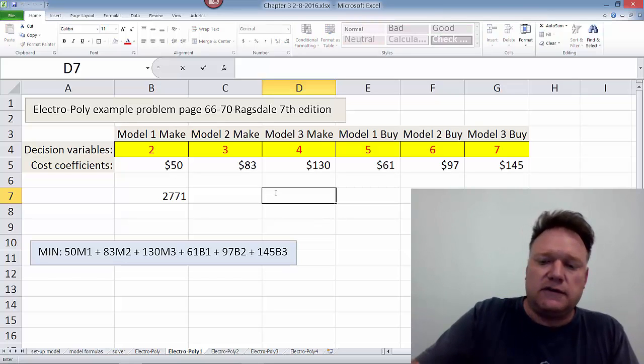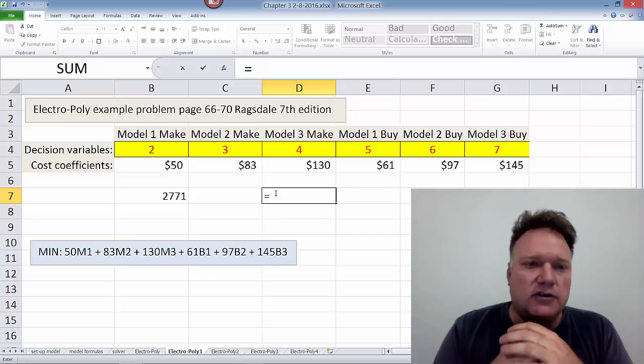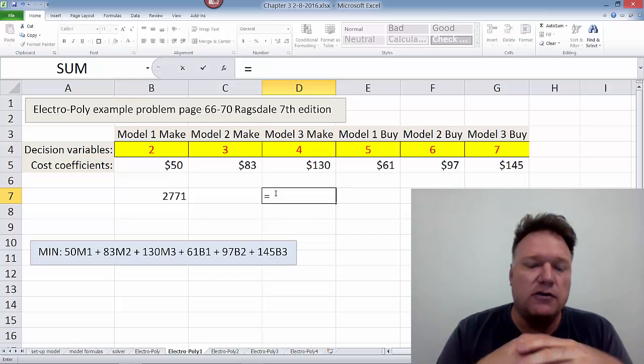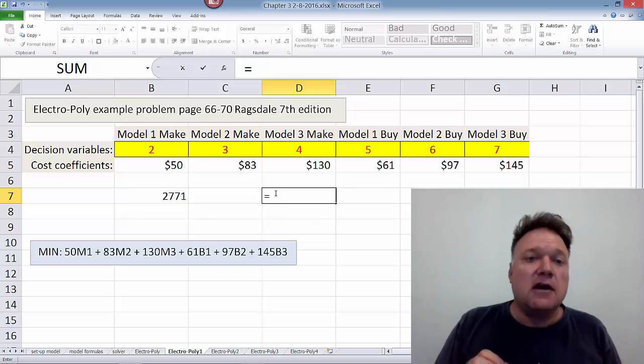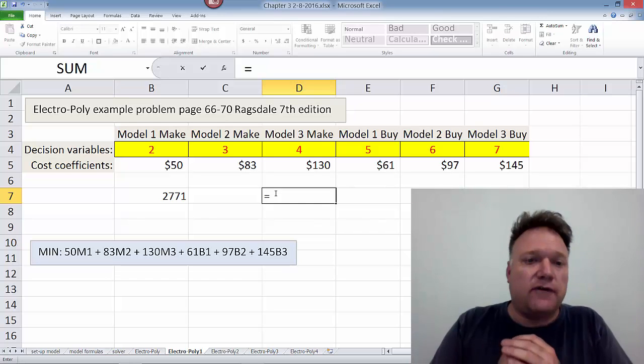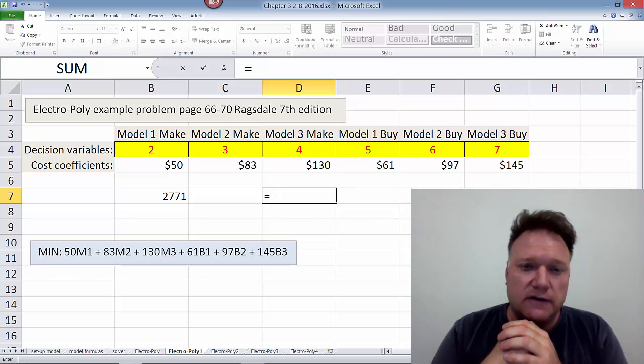But let me show you. These are actually two ranges here. The range of B4 to G4 in yellow, those are my decision variables. And then the cost coefficients, which is the range of B5 to G5. And notice that they line up. The first position of the first range is associated with the first position of the second range, and the second position of the first range is associated with the second position of the second range.